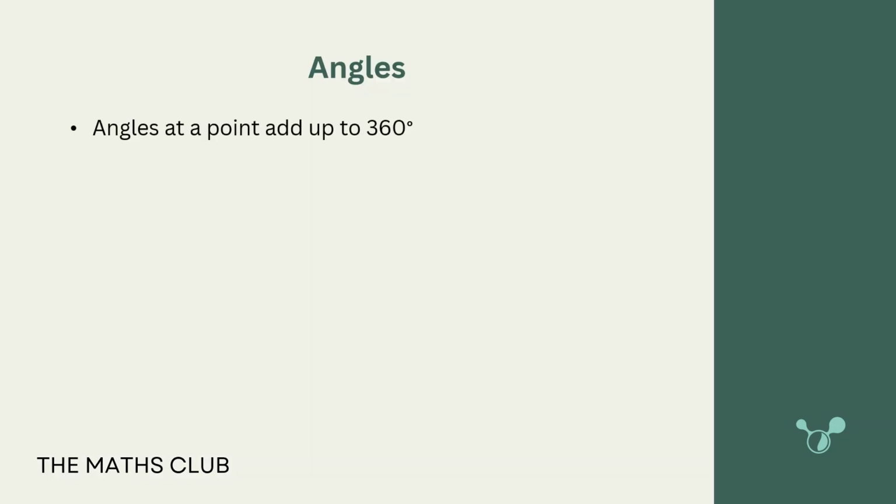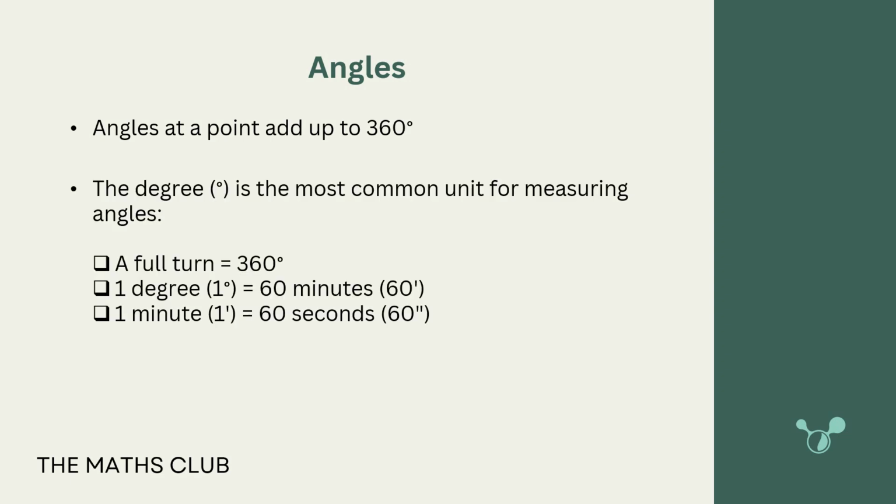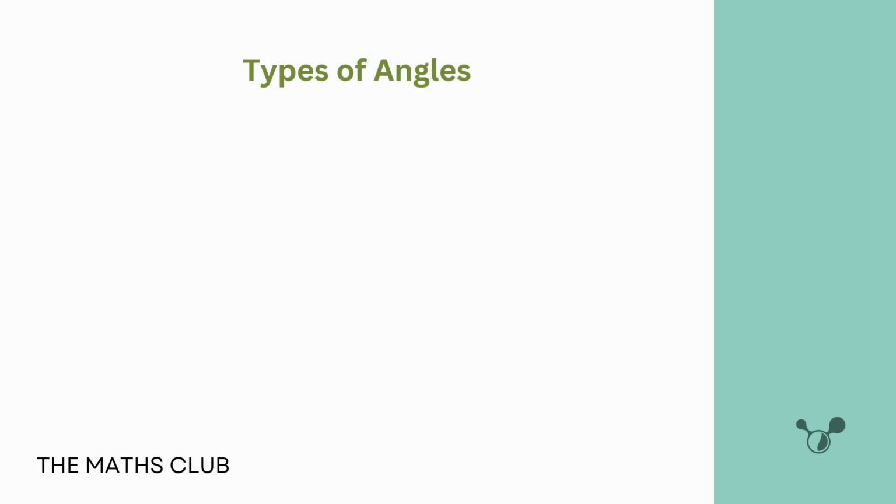Angles. Angles at a point add up to 360 degrees. So if you're at a point and you go around that point, you've gone 360 degrees basically. The degree is the most common unit for measuring angles. We said a full turn is 360 degrees. You remember when we were doing latitude and longitude, we talked about degrees and minutes in terms of the measurement. So one thing you need to know is that 1 degree is equal to 60 minutes, and just like we know, 1 minute is equal to 60 seconds. That's standard. So now the types of angles.